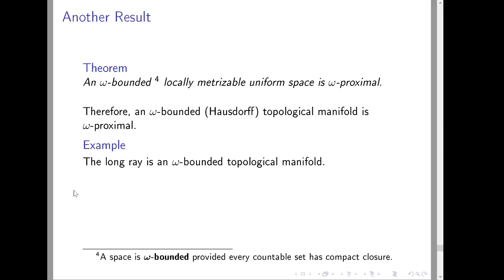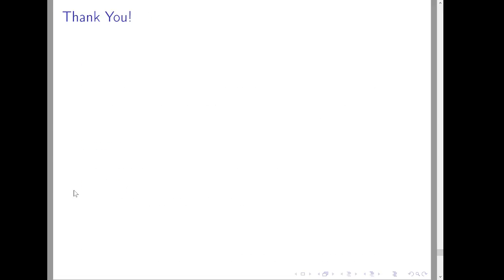So here's an example of an omega bounded topological manifold. The long ray looks like the long line. And so we can say that a sigma product of long rays is pseudonormal, which, to my knowledge, was previously unknown. So it's something to do with these results. All right, so I'm sorry I went 2 minutes over.